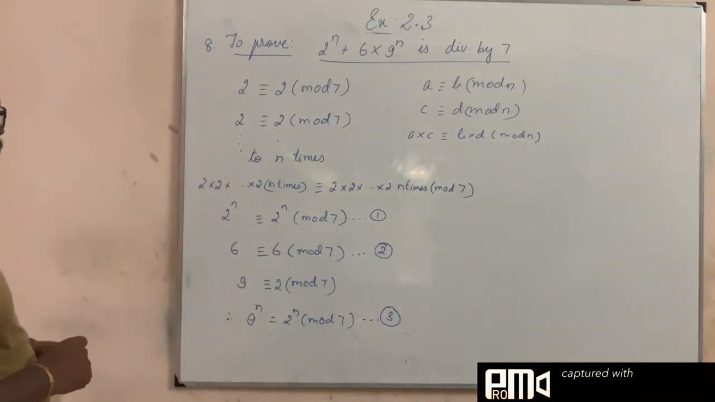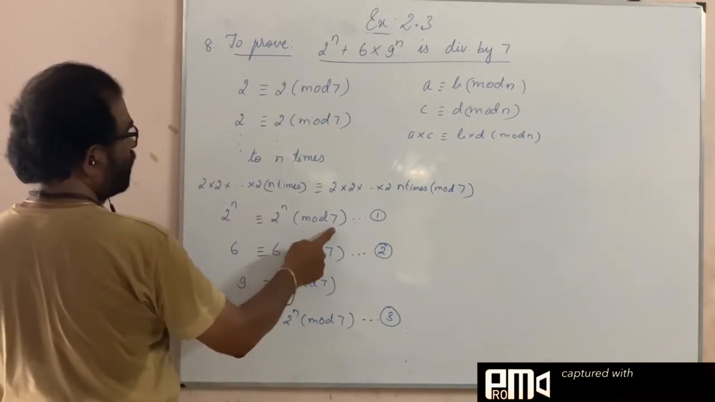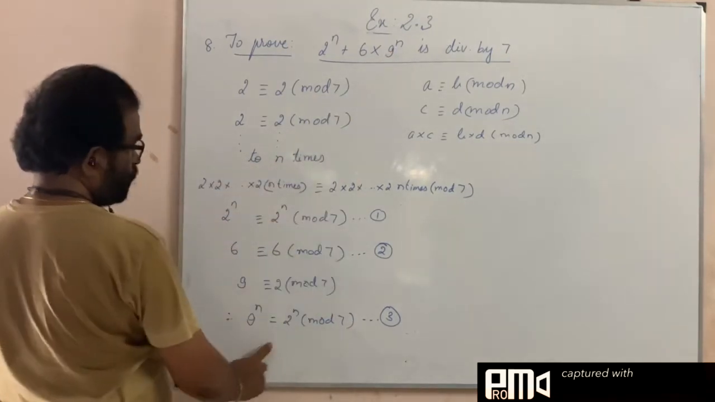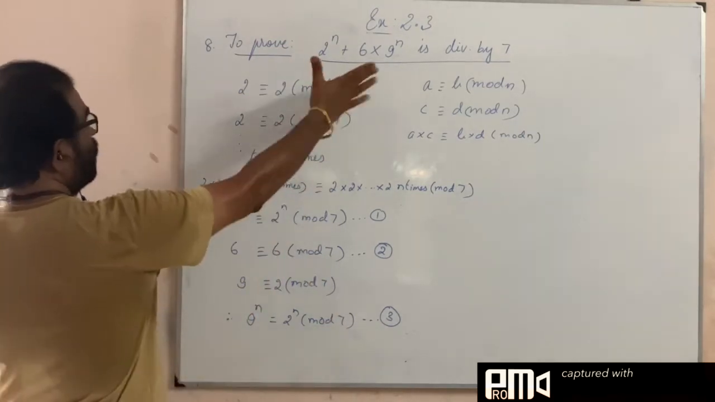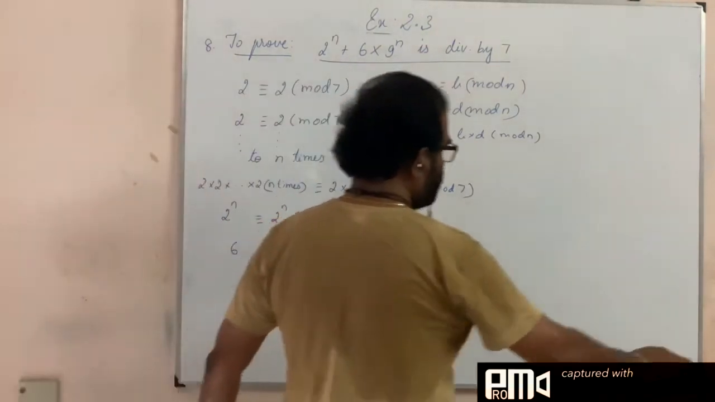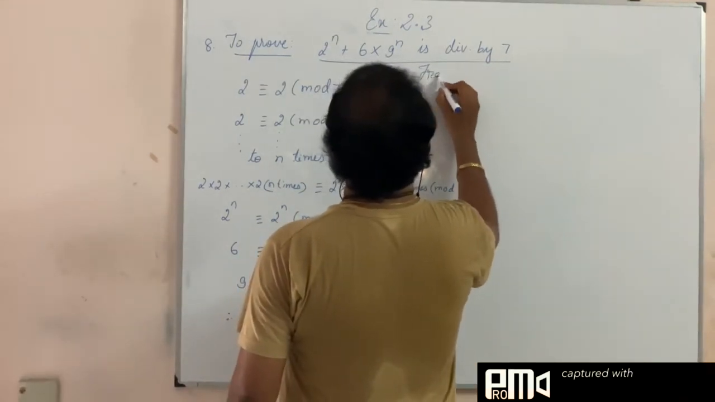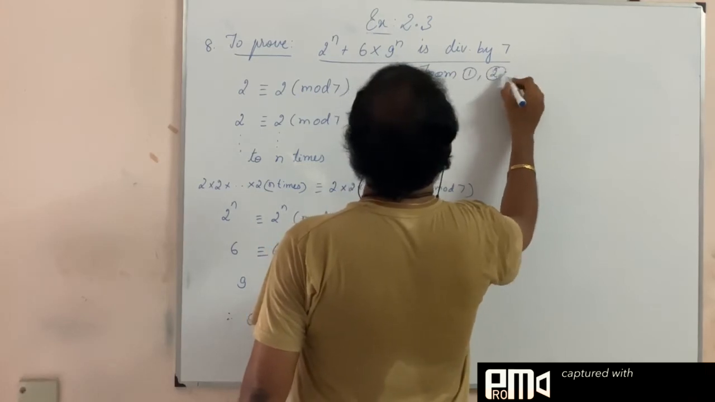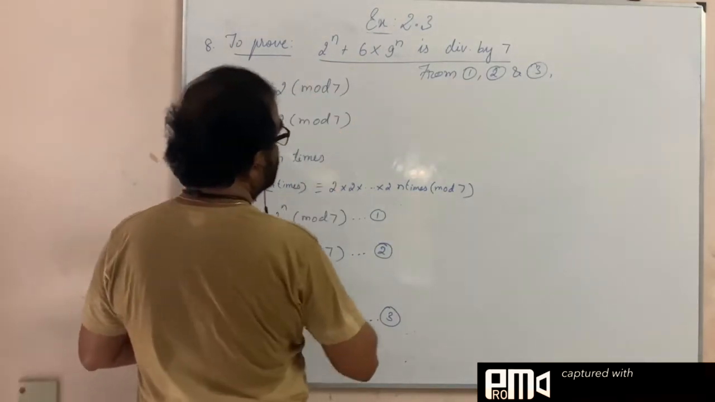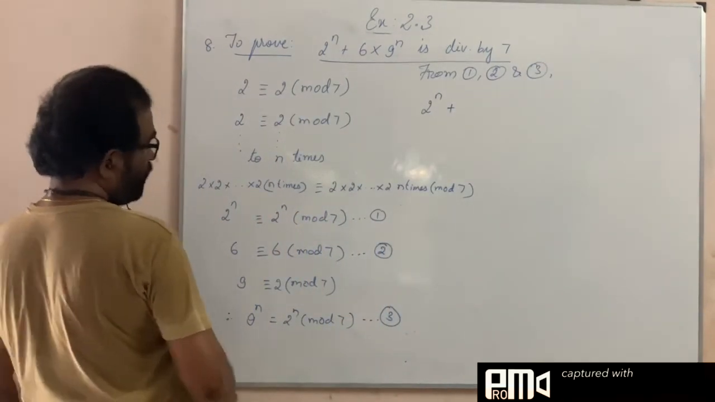What do I need? I got individually for all the terms: 2 power n congruent to 2 power n mod 7, 6 congruent to 6 mod 7, and for 9 power n also. Now I have to add or multiply. The property says we can add or multiply. From 1, 2 and 3, I want 2 power n plus 6 into 9 power n.